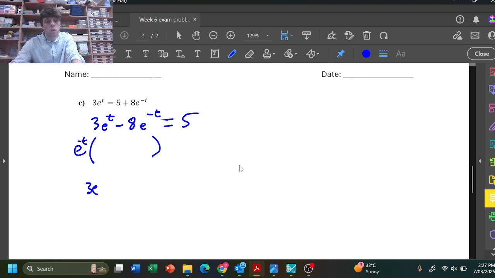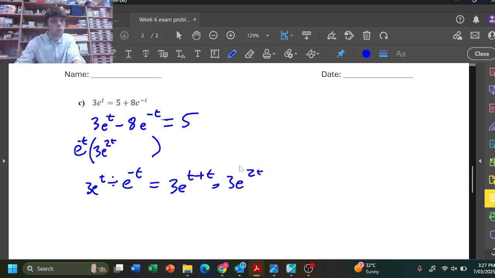So now what I'm thinking is, what is e to the power of t divided by e to the power of negative t? Well, remember, division means subtract the powers. So that's going to be equal to e to the power of t minus negative t, which becomes plus t. So that's going to be 2t, right? So this becomes 3e to the power of 2t.